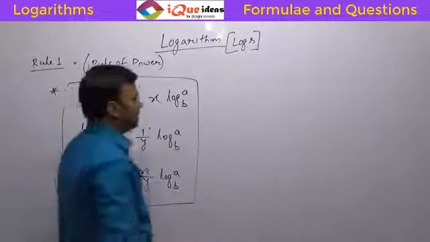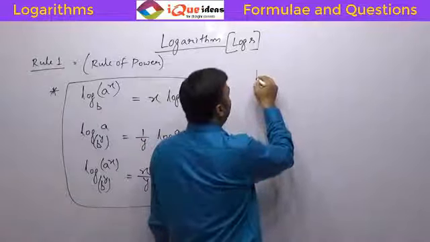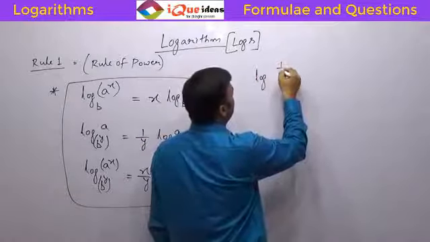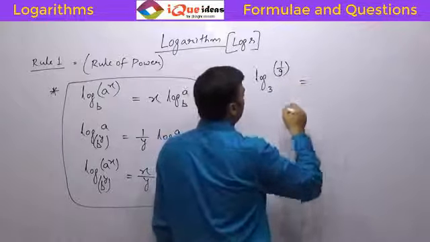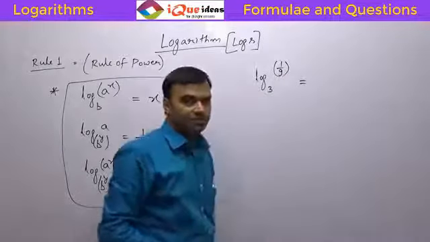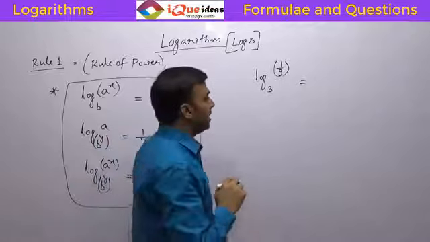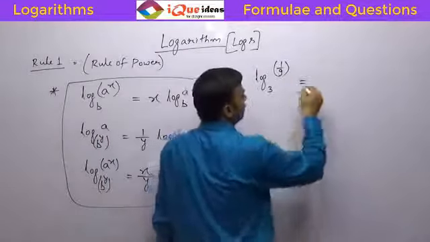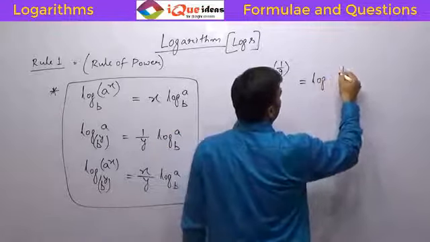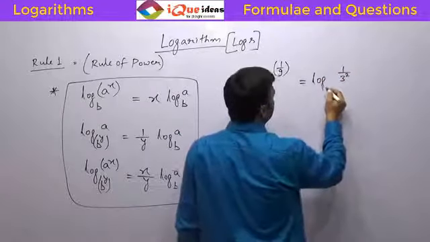Let's take some examples, some more complicated examples. If I have log 1 by 9 to the base 3, have we done this earlier also? No, we haven't done this earlier. So let's take this one. Log of 1 by 9 to the base 3. How can we do it? Let's try to see that this 9 is 3 square. So we can write it as log 1 by 3 square to the base 3.